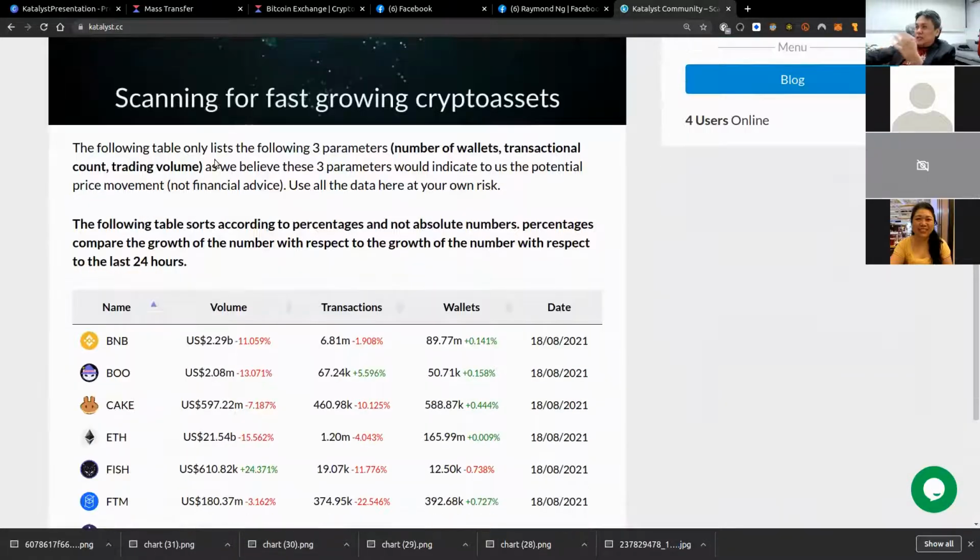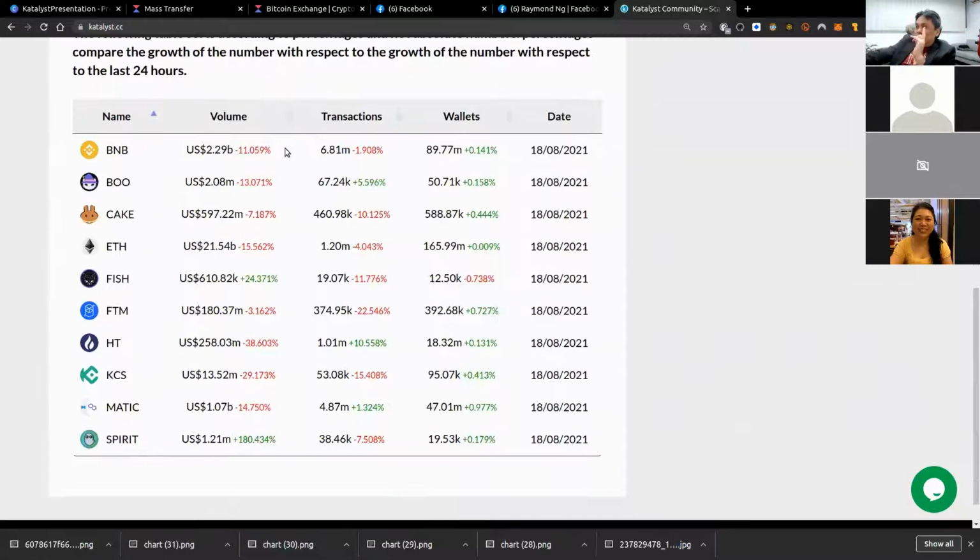Okay, so now you see the scanner is like this. This is the first page that you will see, katalyst.cc. Of course, there are some coins that I'm looking at very closely. This one you will see as a collector table. Whenever I try to search for ripening bananas, that means fast growing crypto, what will I do?